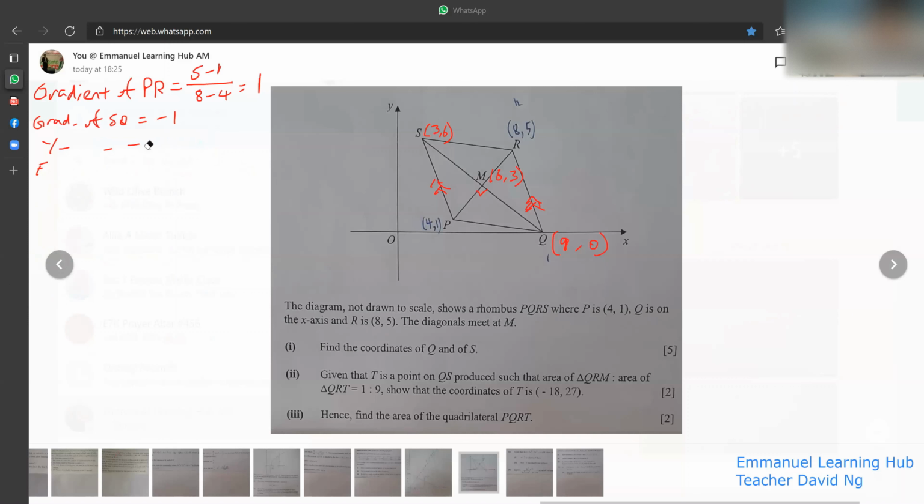Then after that, part 2. Part 2 says that given that T is a point on QS produced, such that the area of QRM to the area of QRT is 1:9, show that the coordinates of T is -18, 27.